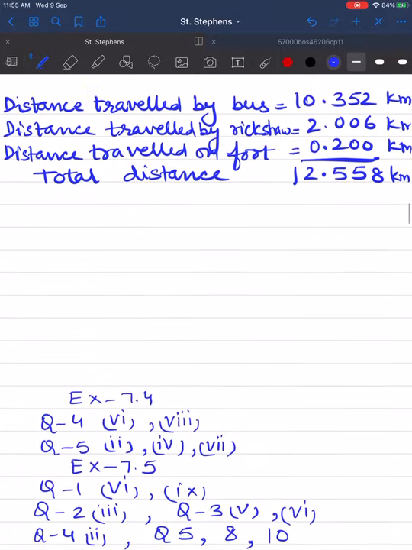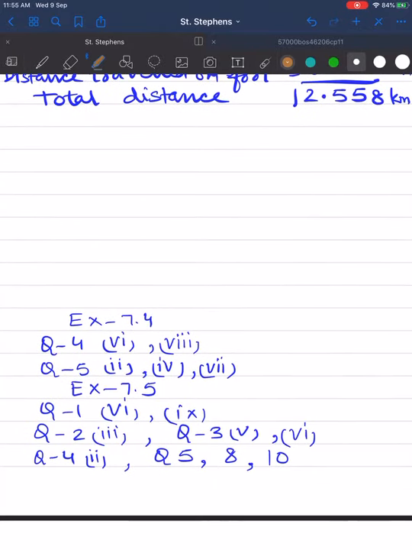Children, I hope you have understood all these questions. Now for worksheet questions, do exercise 7.4. Question 4, 6th and 8th part. Question 5, 2nd, 4th and 7th part. Exercise 7.5. Question 1, 6th and 9th part. Question 2, 3rd part. Question 3, 5th and 6th. Question 4, 2nd part. And question 5, 8 and 10.